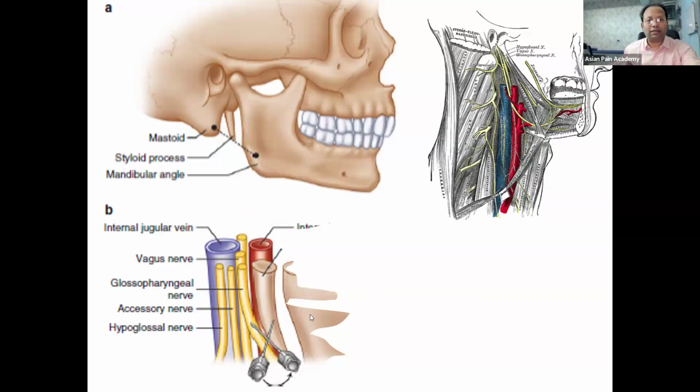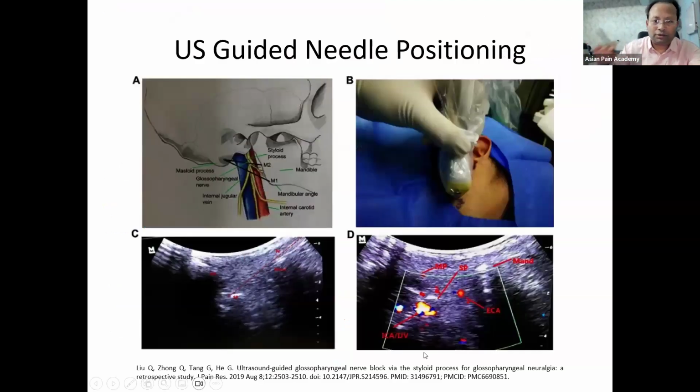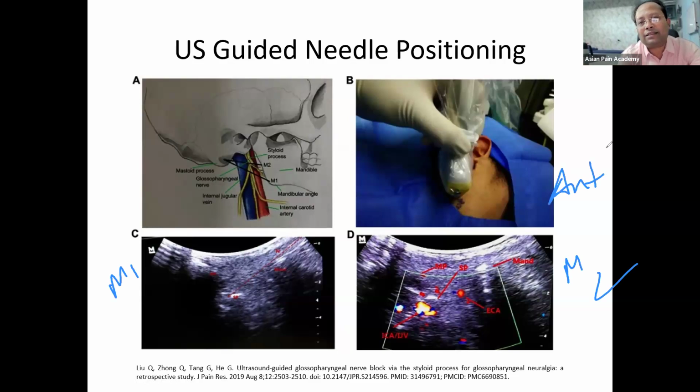So here, let us see. Now you see, this is the M2 positioning. So here, this one is M1 actually. This one is M1 and this one is M2. Here in this picture, we can understand this side is anterior and this side is posterior. Okay, in this picture. So here also you can understand that in positioning where we will do.